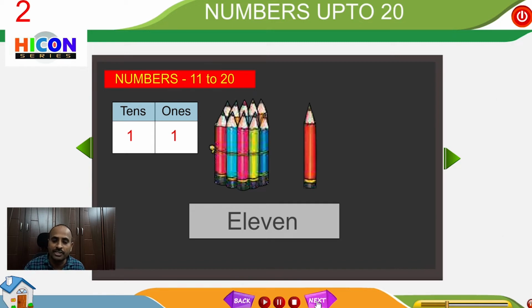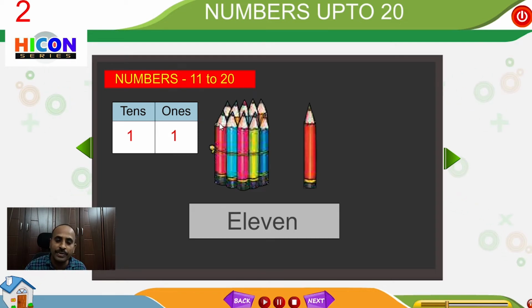So look at the picture. You are observing a single pencil here. In the picture you are observing a single pencil. That means this single pencil represents 1. So each single pencil represents ones. And here you are observing a bunch of pencils and each bunch has a total of 10 pencils.